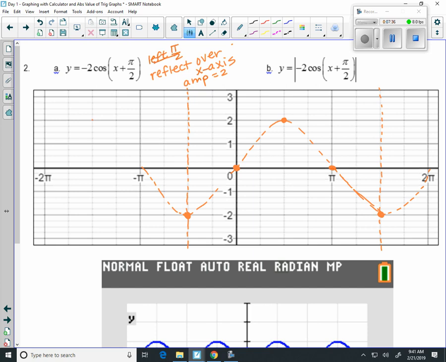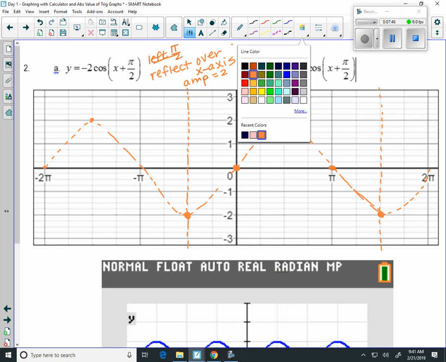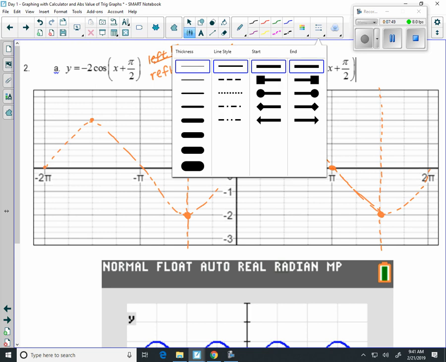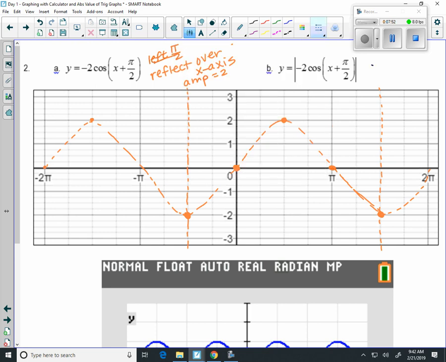Okay, so my absolute value graph is just going to bounce up. Anything below here is going to go above. Anything below is going to go above. So I'm going to go ahead and recopy my nice above x-axis curves. And there's the absolute value.